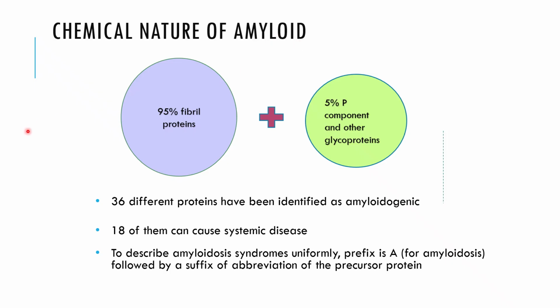So we have studied the physical nature of the amyloid. Now we will study the chemical nature of the amyloid. Amyloid is 95% fibrillar proteins, and 5% P component and other glycoproteins. For describing the amyloid syndrome, uniformly the prefix is A, for amyloidosis, followed by the suffix of the abbreviation of the precursor protein. I will explain this nomenclature later.